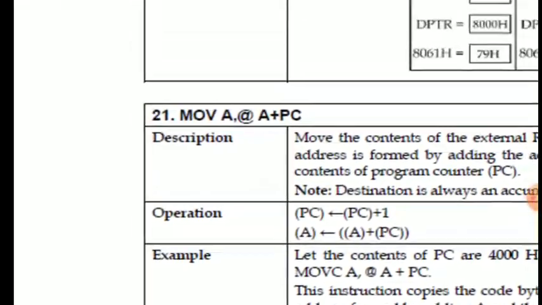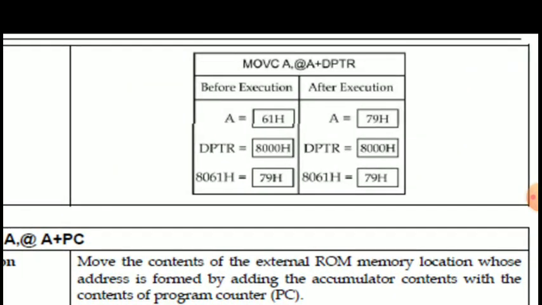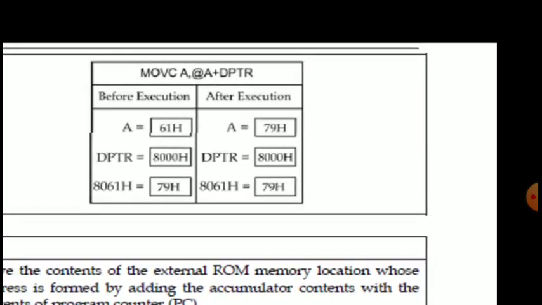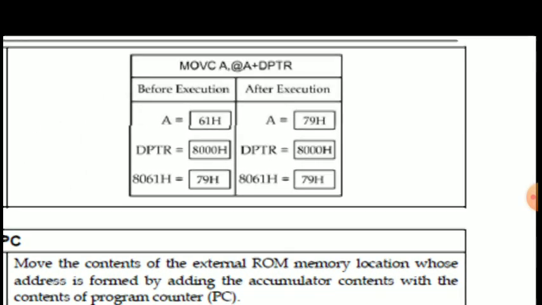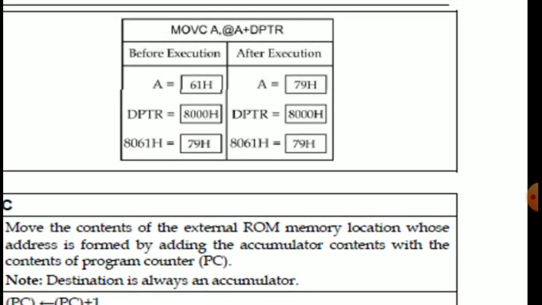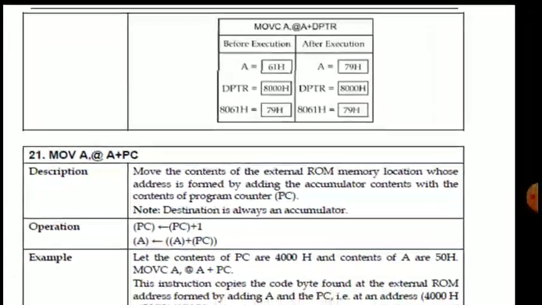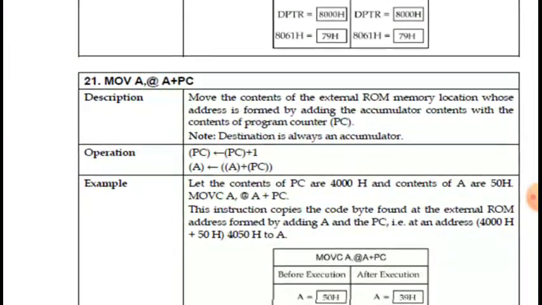In the example, before execution the accumulator has the content 61H and DPTR has 8000H, and 8061 points to 79H. After execution the 79H will be copied onto the accumulator, and DPTR and 8061 will have the same values. MOVC A, @A+PC. Here the DPTR is replaced with PC, the program counter.